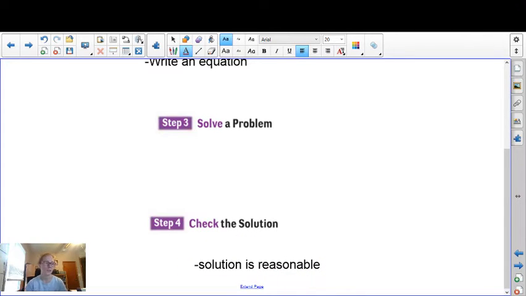So if you're talking about our school, for instance, and you are given a problem and your solution comes out to be that we have around 1,000 students, we know that there's no way that's correct because we do not have 1,000 students in our middle school. So you would be able to identify, hey, I see that that's not the correct answer.